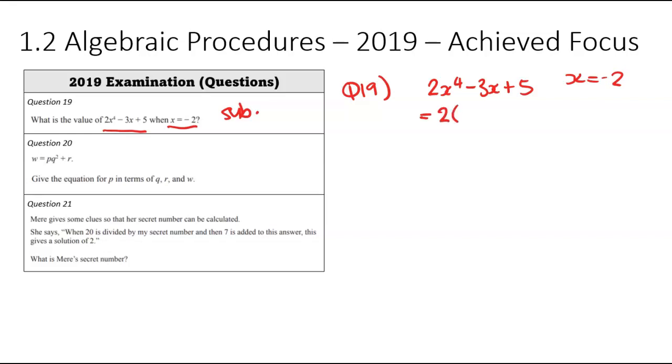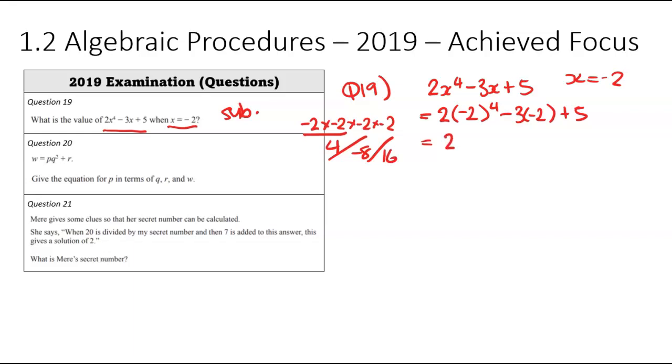So 2 times negative 2 to the power of 4. Hopefully you can see what I mean by putting the negative in brackets. Minus 3 times negative 2 plus 5. So BEDMAS applies from here, and I'm going to start by doing negative 2 to the power of 4. And just a reminder, that's negative 2 times negative 2 times negative 2 times negative 2. So there's a lot going on. The first lot of 2's come to 4. We've then got 4 times negative 2, which is negative 8. We've then got negative 8 times negative 2, which is positive 16.